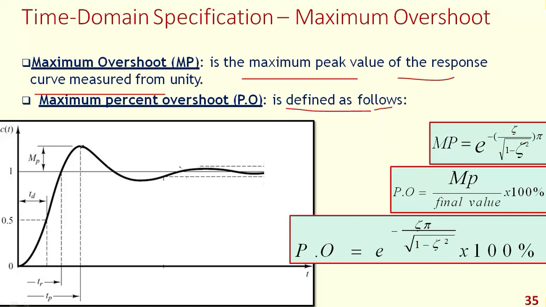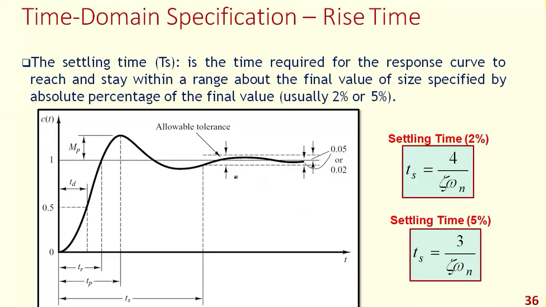So the maximum peak overshoot is the amount by which the response rises from 1 to the maximum peak value, measured from the reference level. This maximum peak overshoot is given by e to the power minus pi zeta divided by under root 1 minus zeta square. Okay, this is the parameter description for maximum peak overshoot.